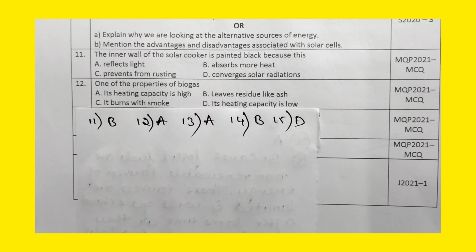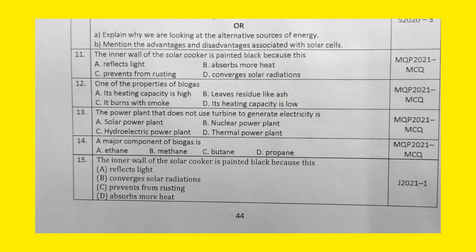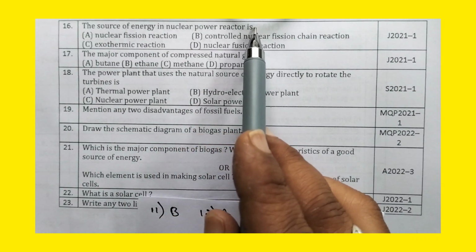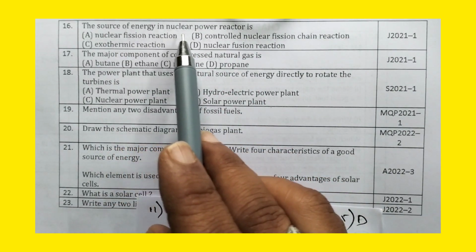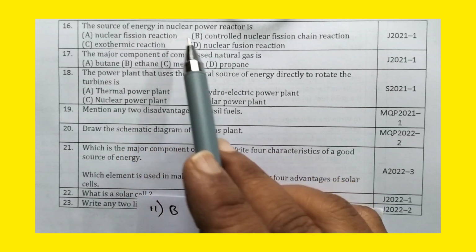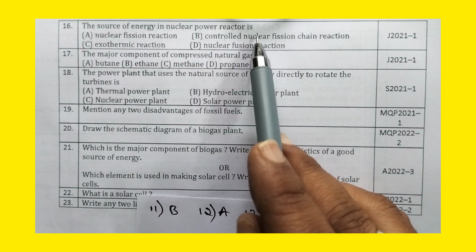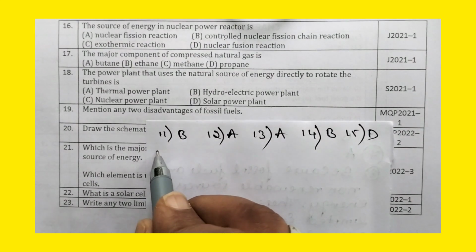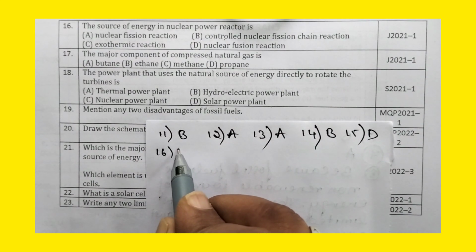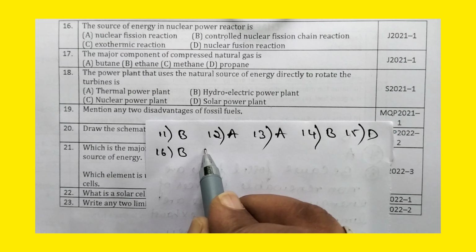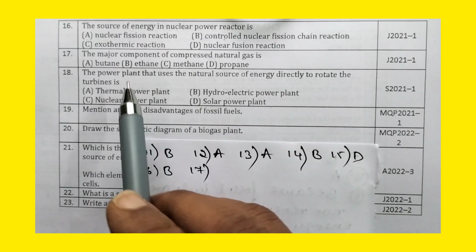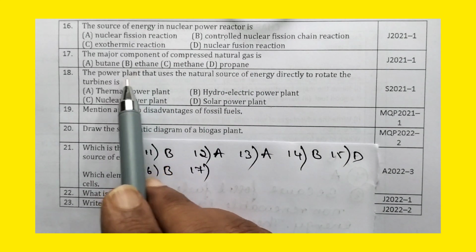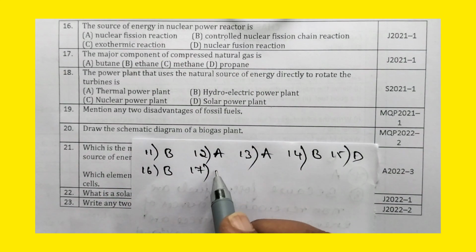Now let us move to the 16th question. The source of energy in a nuclear power reactor is controlled nuclear fission chain reaction. So for the 16th one, option B is the right answer. Now let us move to the 17th one. The major component of compressed natural gas is option C, methane.